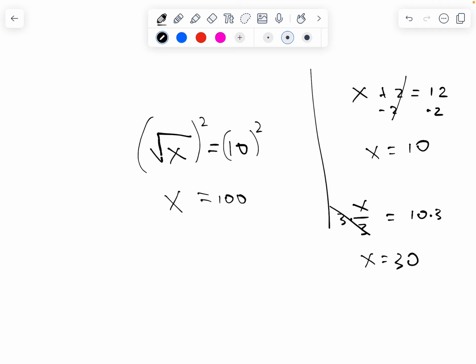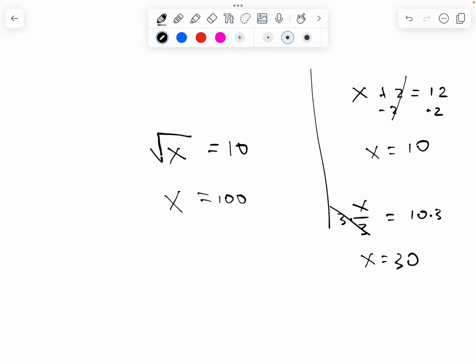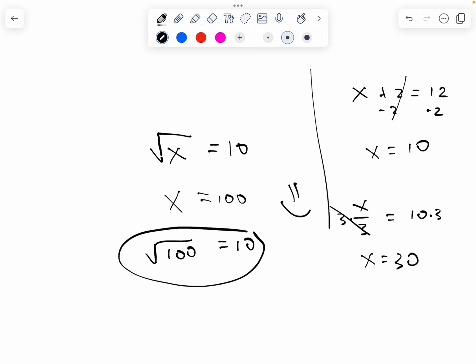Now, it's always a good idea to go back into your original equation and see if it works. And we're going to plug this 100 back in, and we're going to say the square root of 100 equals 10, and so it satisfies the equation.